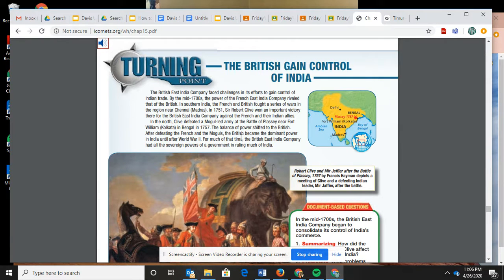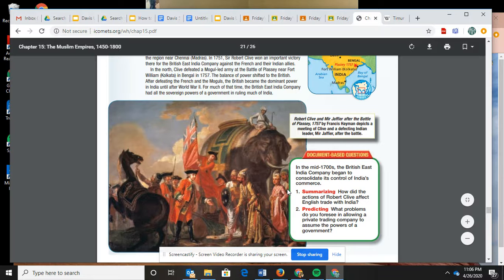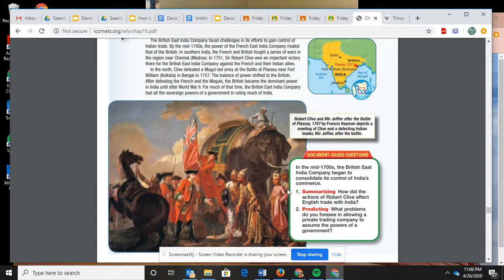After defeating the French and the Mughals, the British became dominant in India. For much of that time, the British East India Company had the sovereign powers of a government, ruling much of India. So we saw a picture of Robert Clive meeting with an Indian ruler on an elephant, and here they're just putting their flag in and saying we're here, and planting our flag means we're not going anywhere. We're here to stay. And so those are the Gunpowder Empires. So you can do this and read Unit 3.